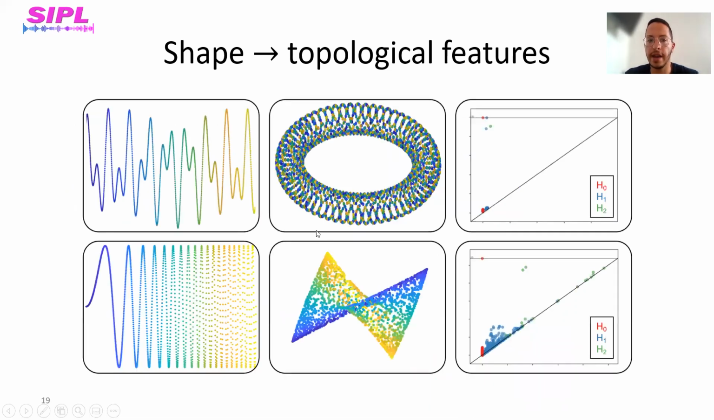We have here two signals, an AM signal, which corresponds to a point cloud of a torus. And as you recall, a torus has one connected component, two first-order cycles, and one second-order cycle. We also have a chirp, which corresponds to this point cloud that has one connected component and two second-order cycles.